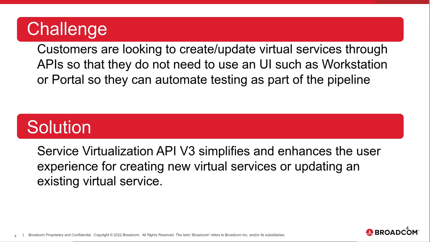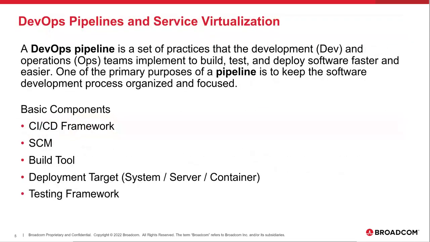And so the solution was that we introduced the V3 API. And this really simplifies the ability to build and create virtual services. We'll talk more about what's in there. But previously, right, when you had APIs in service virtualization to build and create virtual services, you'd have to string together a number of different calls in order to build or create it. And V3, as you'll see today, is pretty simple. And you can do single calls to create or to update virtual services. So that's what we're going to go over.